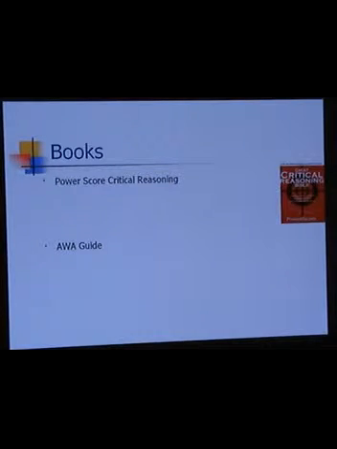Next, for critical reasoning, there is a book by PowerScore, and it is considered to be the Bible. And as far as I am concerned, it is the only book that covers critical reasoning thoroughly. It discusses all the different types of problems that one would see on the GMAT. And also they present some tips as to how to identify a question based on a pattern, and also how to tackle that question, how to answer this question.